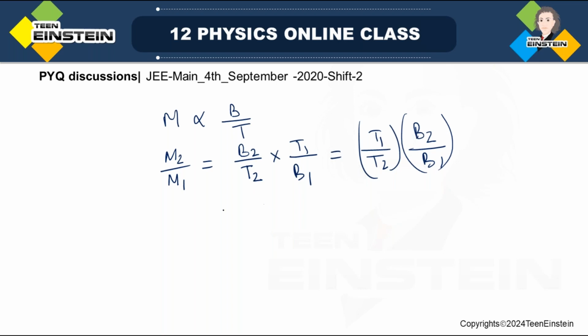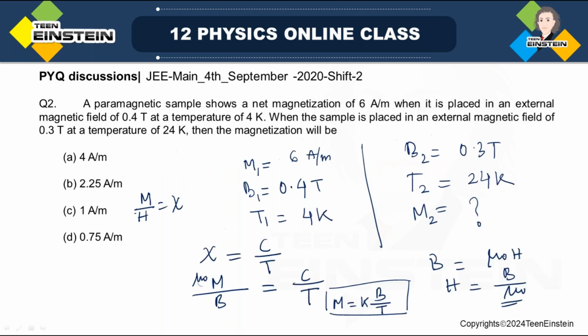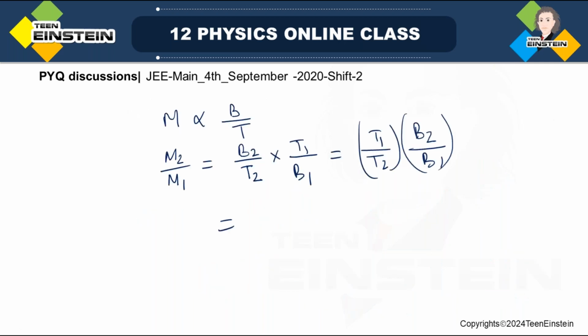Let us see now what are the informations given. So we have been given B1 as 0.4 Tesla, B2 as 0.3 Tesla, temperature T1 is 4 Kelvin, and temperature T2 is 24 Kelvin. So T1 is 4 Kelvin, this is 24 Kelvin, and this B2 is 0.3 Tesla, and B1 is 0.4 Tesla.